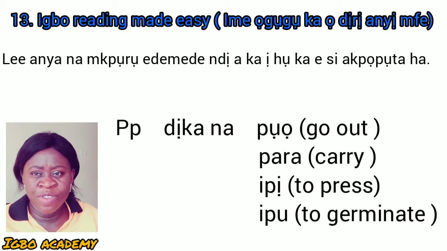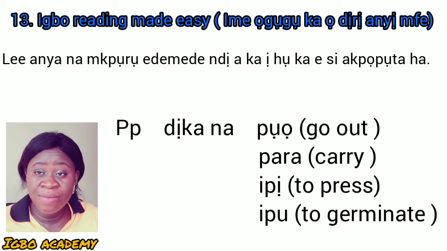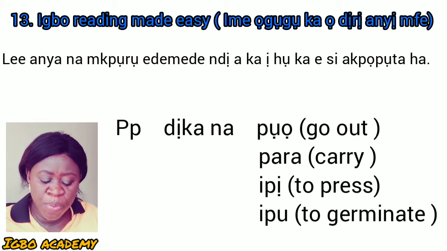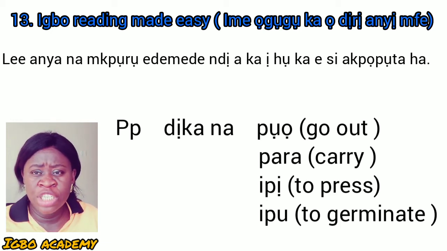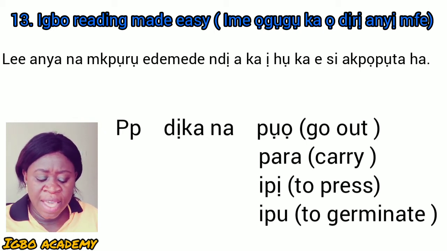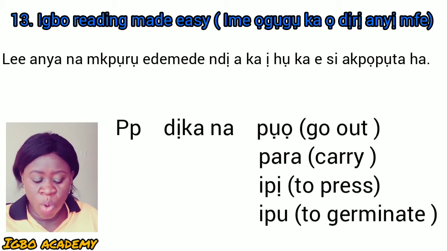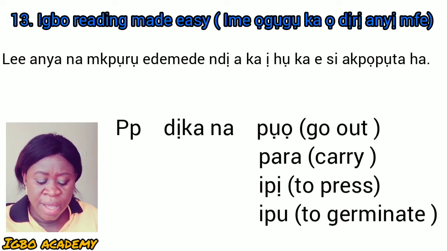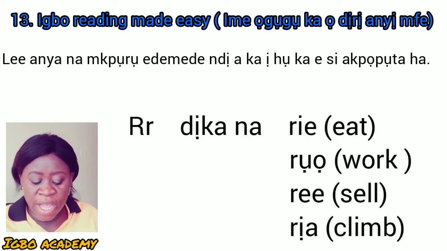If you're watching Nigerian movies, you'll hear them say, para ngwongwo gị pụọ na be m. Carry your load and go out of my house. Para means to carry. Then you have ipu. Ipu means to germinate. So P as in pụọ, go out. Para, carry. EP, to press. And ipu, to germinate. We now go over to R.